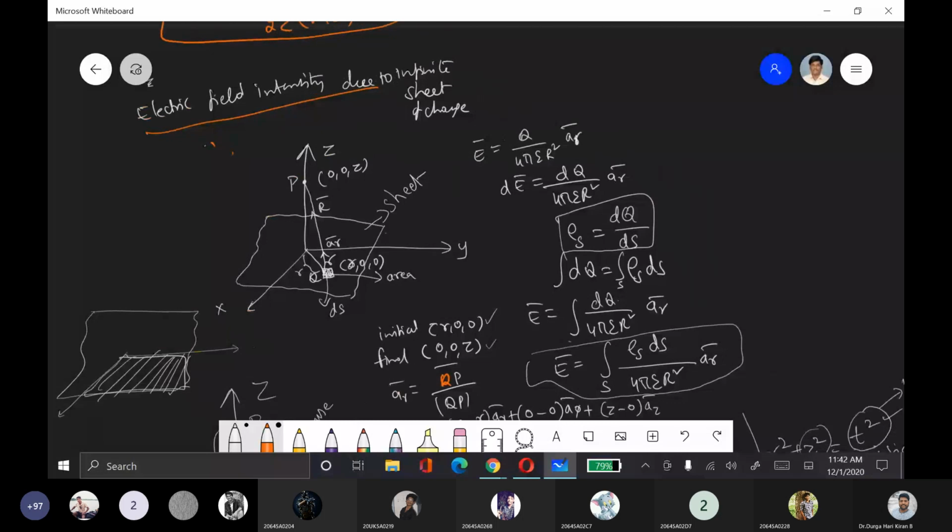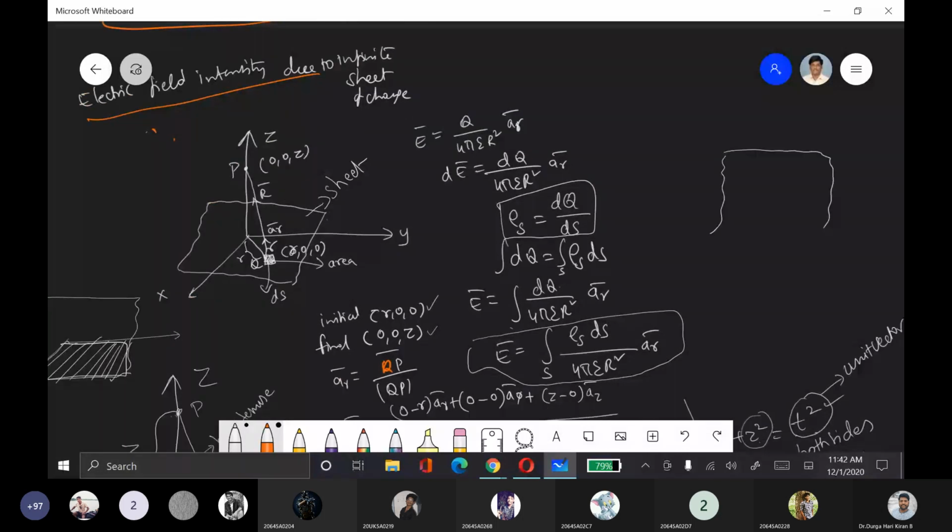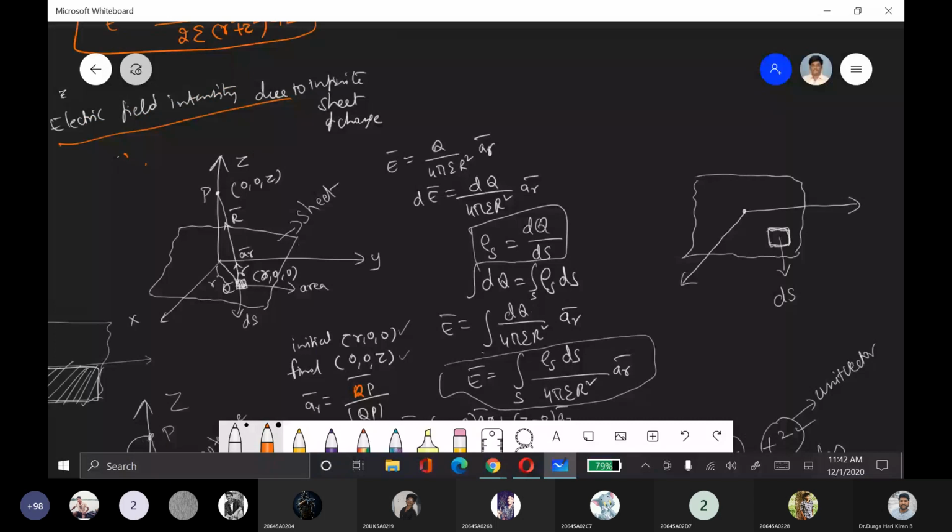On this sheet I have considered a small piece. This particular piece is ds. If I represent the axes like this, this is x axis, this is y axis, this is z axis. I have to find the electric field intensity at a point p on the z axis.